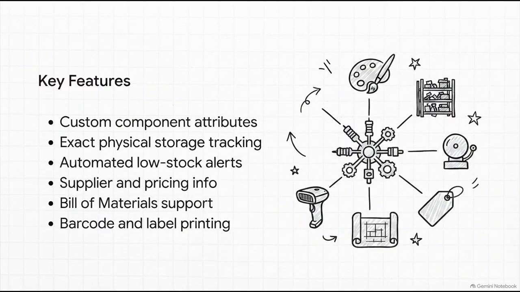It's got proactive automated low stock alerts, tracks your supplier pricing, and, this is absolutely huge, it includes bill of materials or BOM functionality. This means you can link dozens of tiny parts to one larger project, so you always know exactly what's required to build a single finished unit. Oh, and it fully supports barcode and label printing to keep your physical workspace just as organized as your digital one.